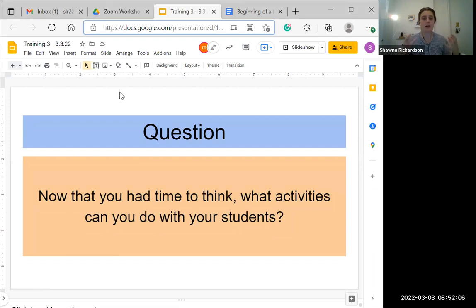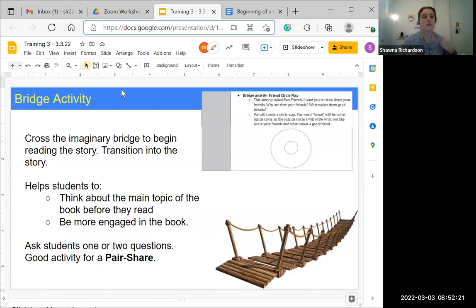Okay, so the last part of the beginning. Remember, before we read the story aloud, you'll be looking at the vocabulary, you will do an activity, and the last thing is called the bridge activity. Again, this requires a bit of imagination, a bit of creativity.